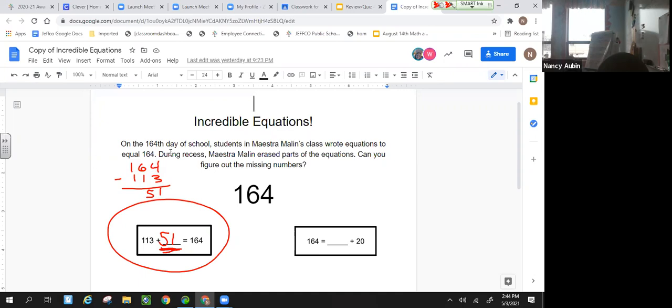How many of you got that one? That one was tricky. All right, try this one. Good job, Mr. Gabe. 164 equals what plus 20? Again, use that subtraction to help you. 164 equals what plus 20? Think about what Gabe just told us. His strategy. Use that strategy to help you.